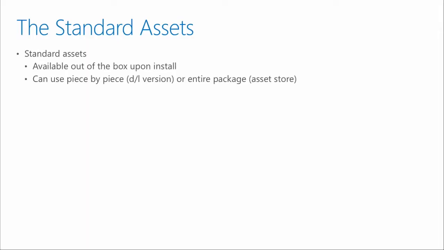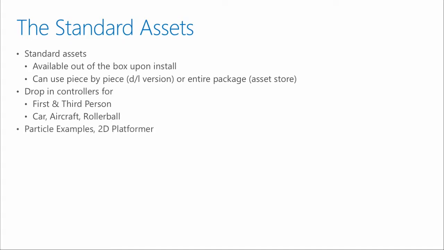Now, there's also what's called the standard assets. The standard assets are provided with Unity. They are available out of the box upon your installation of Unity. You can also download them separately in the Asset Store to keep them updated out of band with Unity. They give you drop-in controls for a first-person character to run around your screen, third person. They give you a little car with some AI, aircraft, a rollerball. They're pretty neat. They also give you 2D examples, particle examples like smoke and fire.